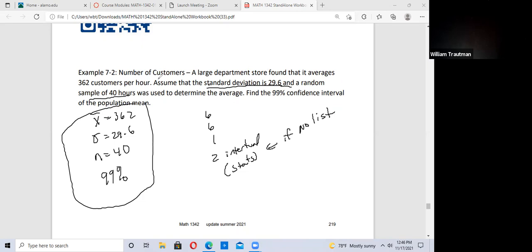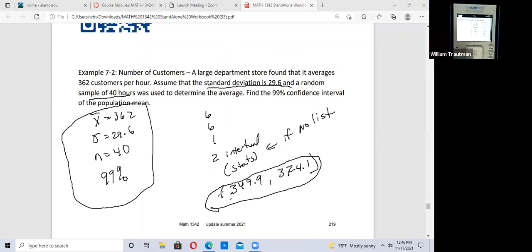on my calculator, hopefully your calculator also, if you're following along, lower limit is 349.94, so 349.9. The upper limit is 374.05, which is just 374.1. This is the answer to this problem, the confidence interval for this problem. I'm 99% certain our data is going to stay within this range, 349.9 to 374.1.